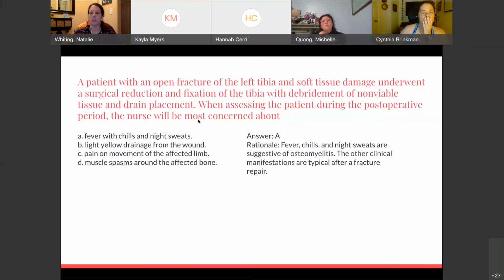Sometimes you'll see a Hemovac or something like that. There are different wound drainages that they use, or sometimes they'll just put Tegaderm on a site. But light yellow drainage for this type of procedure would be normal. And then the spasms, that's going to be typical as well as pain, obviously. That's like the most obvious one. Good thing no one said pain.